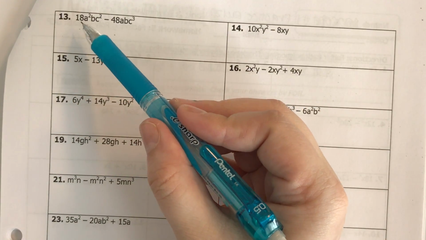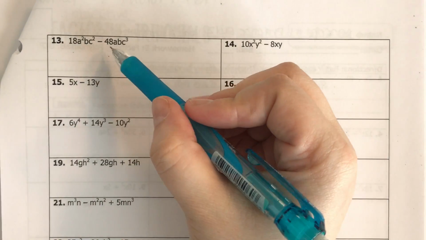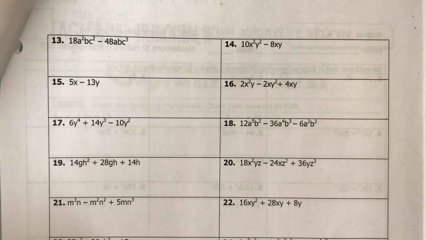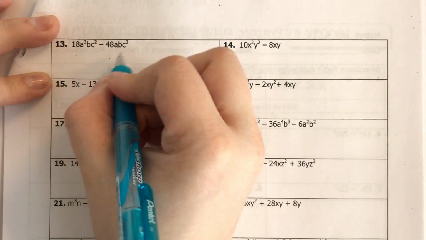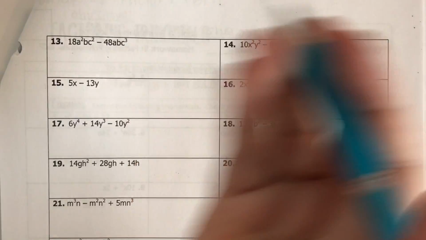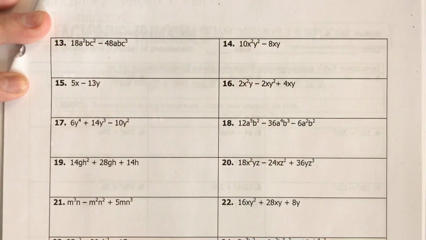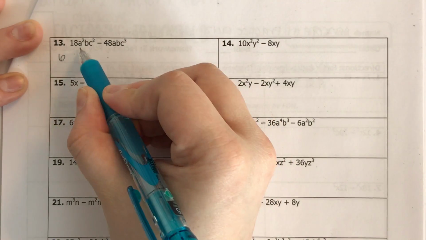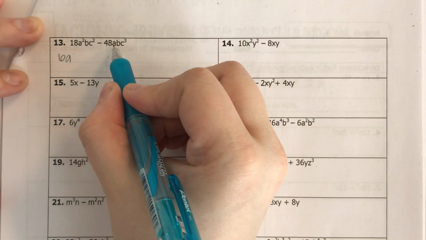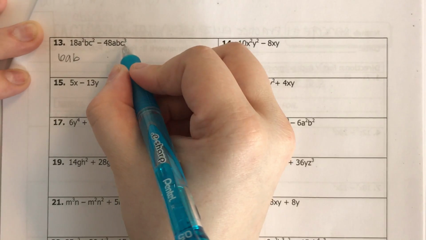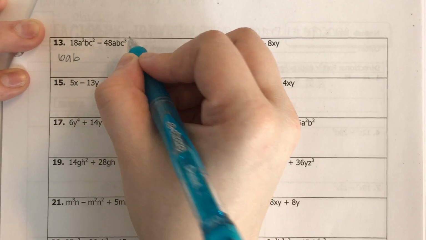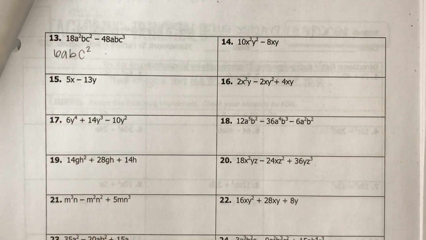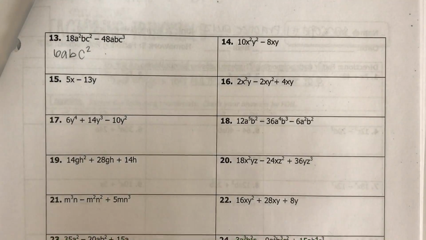So, 18a squared bc squared minus 48abc cubed. What can I divide out of both of these? It may not be immediately apparent, but I can divide 6 out of both of these. So if you can't see it right away, just make a factor tree for both of them and figure out what they have in common. Okay, so I can divide 6. They both have at least one a. This has 1, this has 2, so I can take out 1. They both have one b. And they both have at least 2 c's. This has c squared, this has c cubed, so I can take out c squared. I want to take out c squared because it's the greatest common factor. What's the most I can divide both by? Okay, and that is it right there.